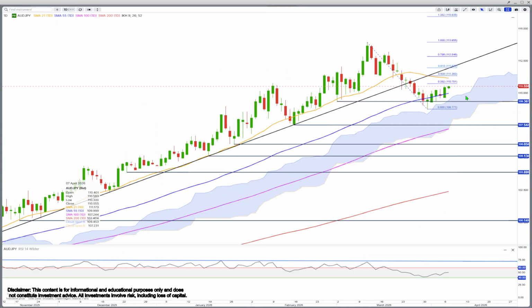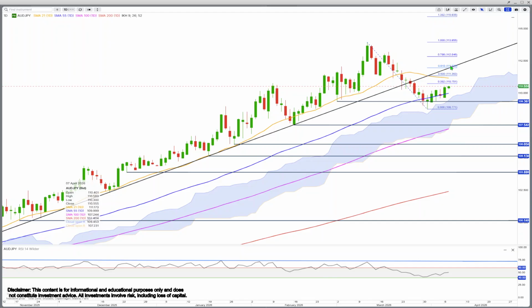Aussie yen, slowly still bouncing from above the cloud, above the 55 moving average, still positive sentiment on the RSI. I think we will see it pushing higher here towards the 61.8 retracement at 111.90, just below this rising trend line.